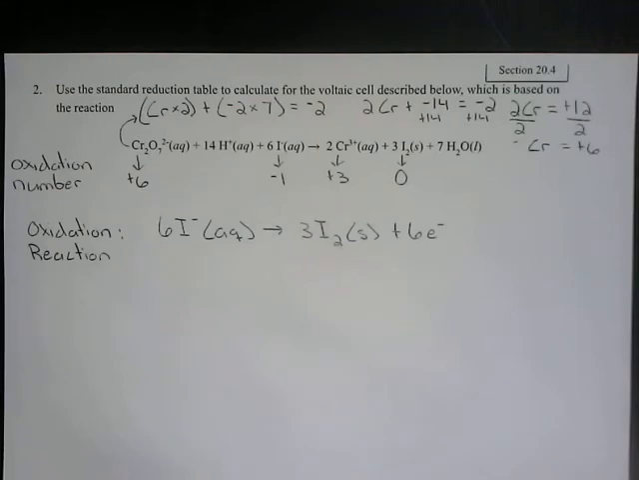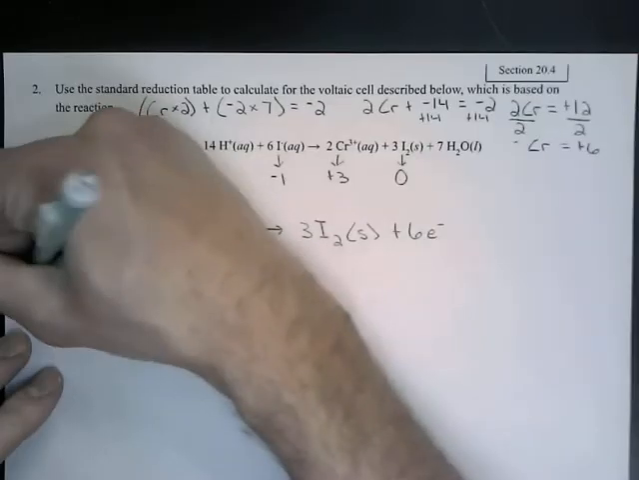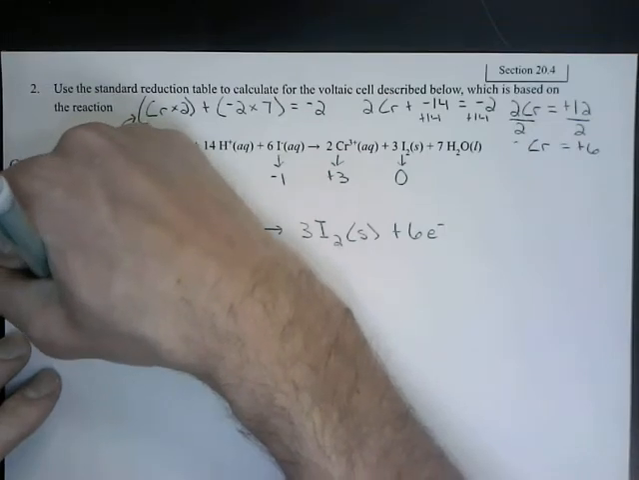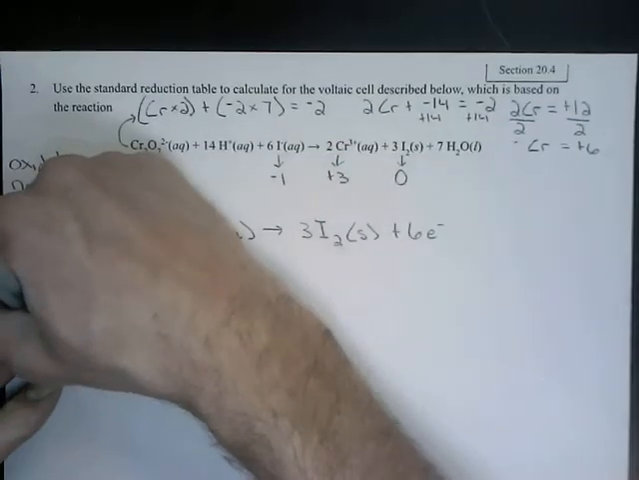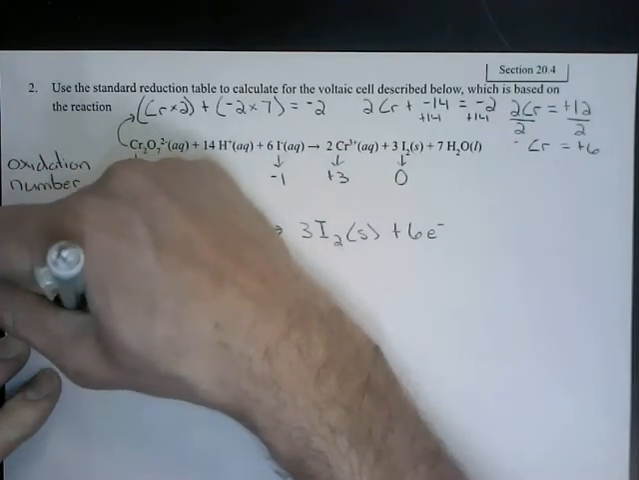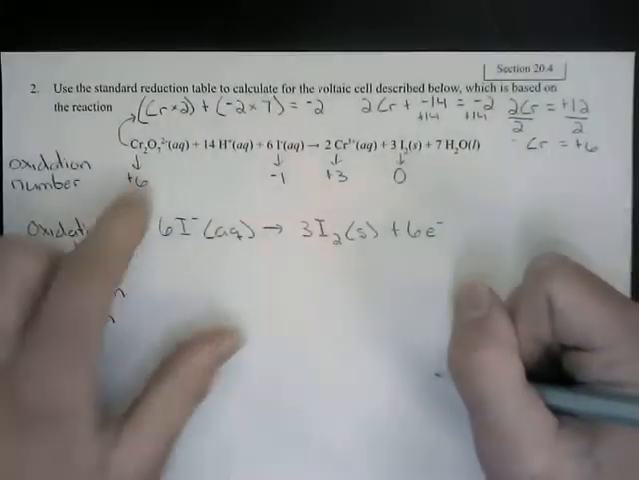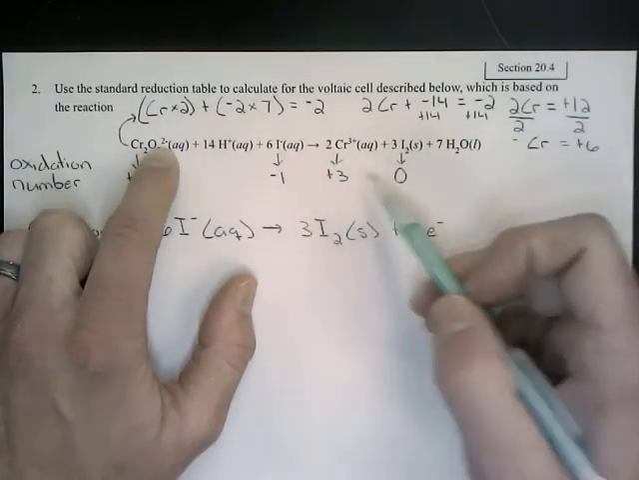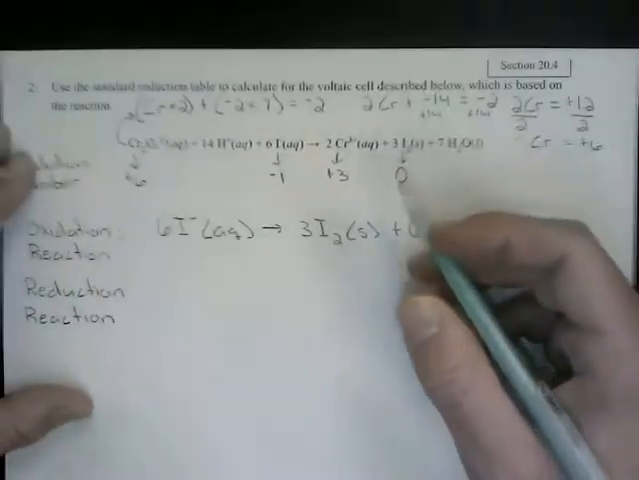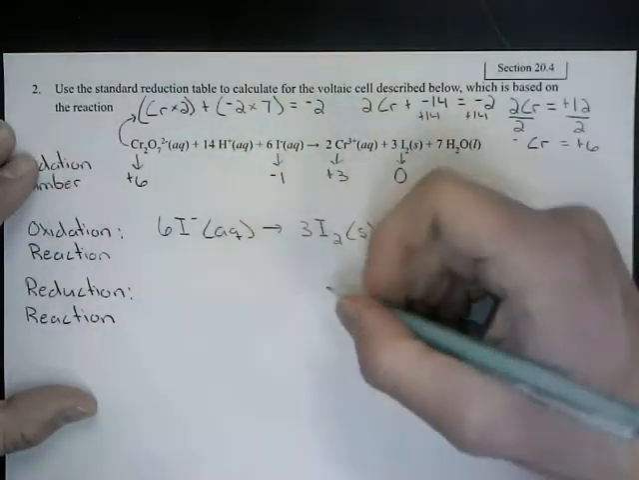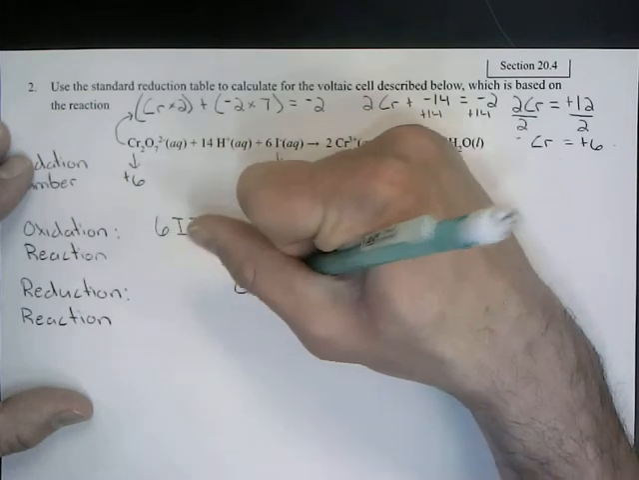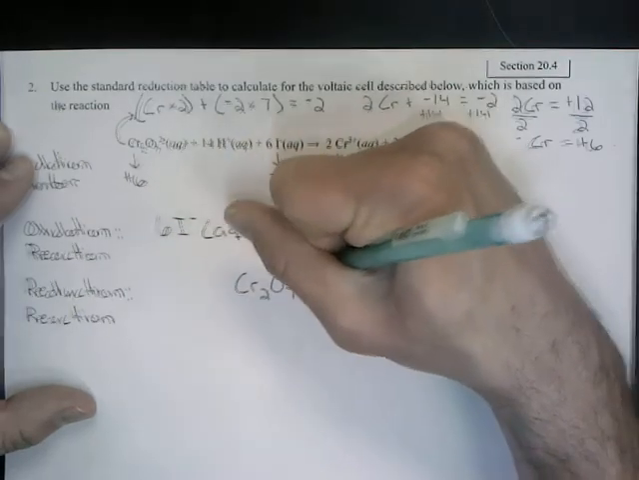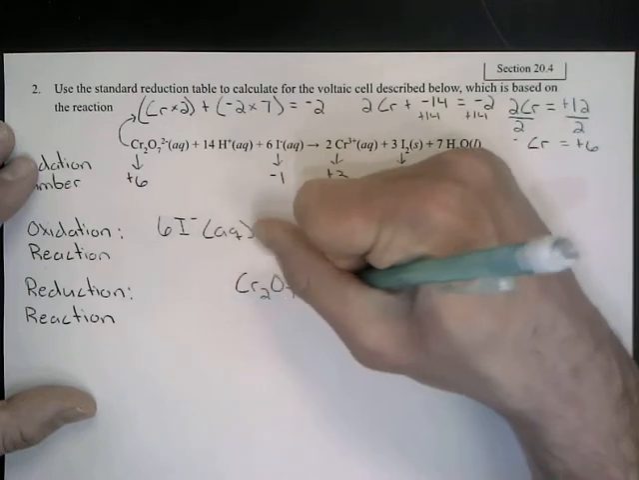That means it gains electrons. Reduction is gain of electrons. So we can confirm our assumption here that the reduction reaction is going to be involving Cr2O7 2- and our Cr3+. And I want to give a little space on both sides of this equation, and I'll tell you why here in a moment.